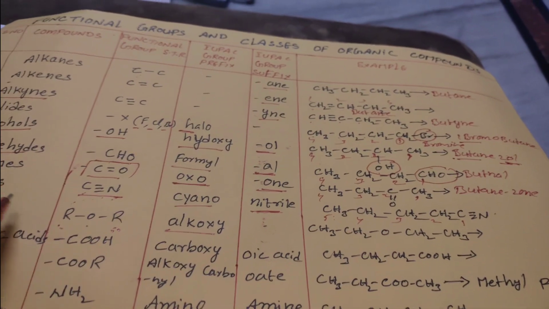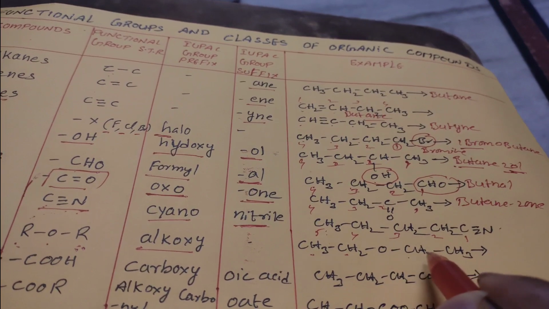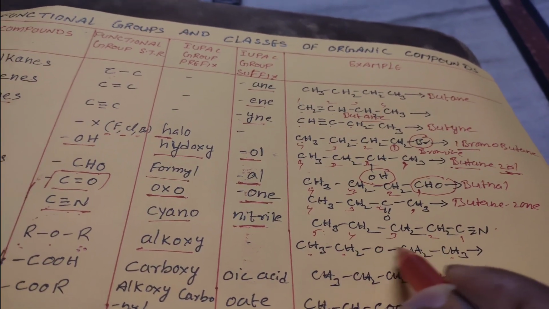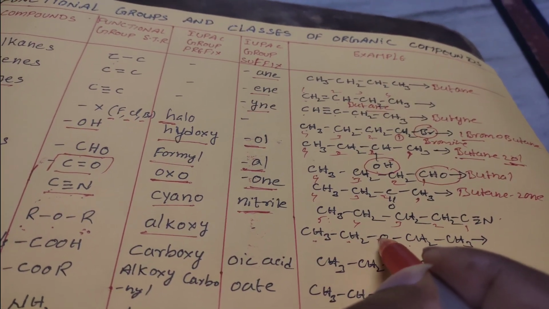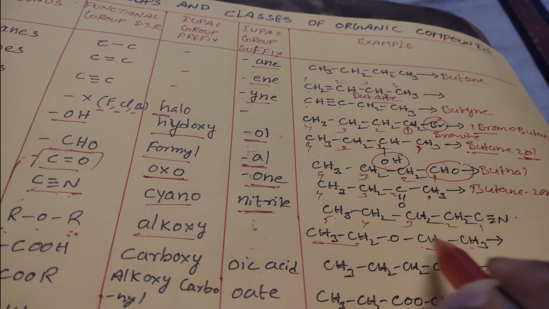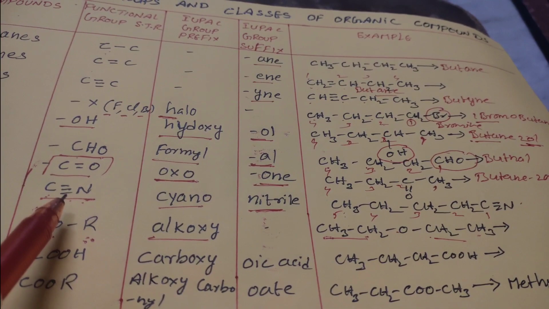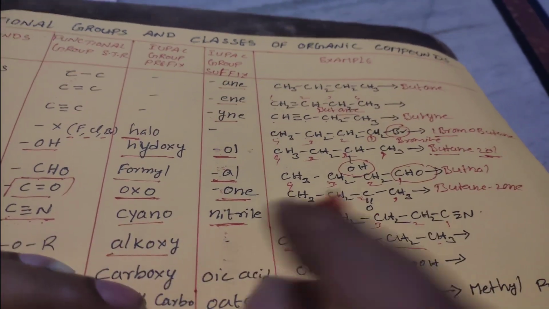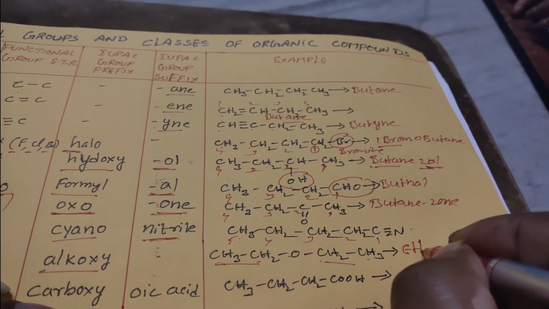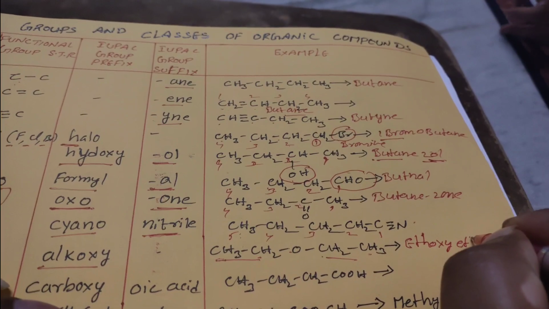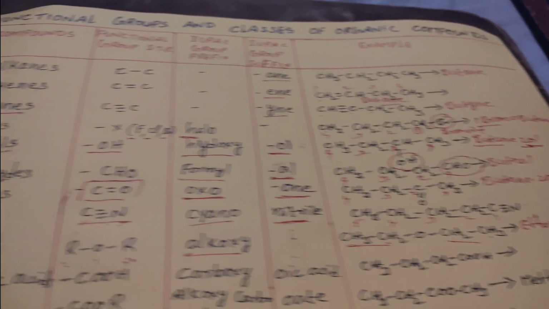Okay, so I am taking one of the examples, and here 1, 2, 3, 4 carbons are present. The 2 carbons and 4 carbons are separated by one oxygen. So on the left-hand side of the oxygen 2 carbons are present, and on the right-hand side 2 carbons are present. So the name of the compound is ethoxyethane. Okay students, next one is the carboxylic acid.